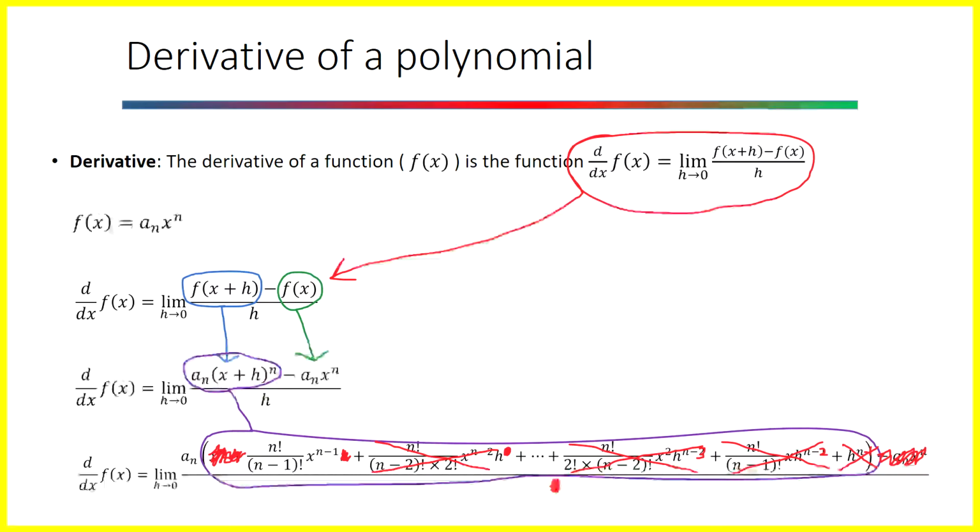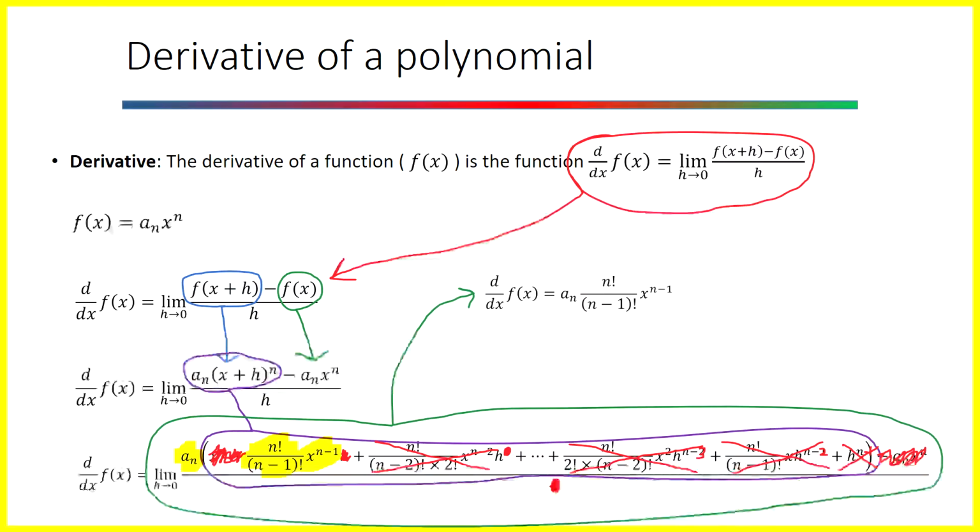Since all that we have left is this term here, we know that the entire limit term, and in fact the entire derivative, must be equal to a_n times n!/(n-1)! times x^(n-1). And then, since n!/(n-1)! is simply equal to n, we know that the derivative is equal to a_n times n times x^(n-1).